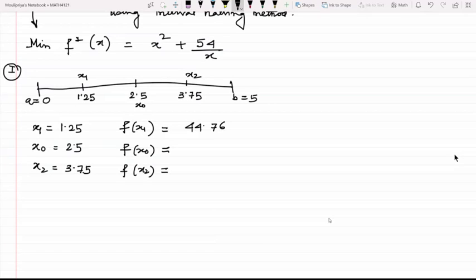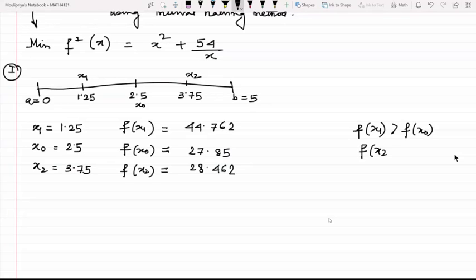F of x0. 0.85 and f of x2. Correct. So don't you think that here f of x1 is more than f of x0, f of x2 is also more than f of x0.